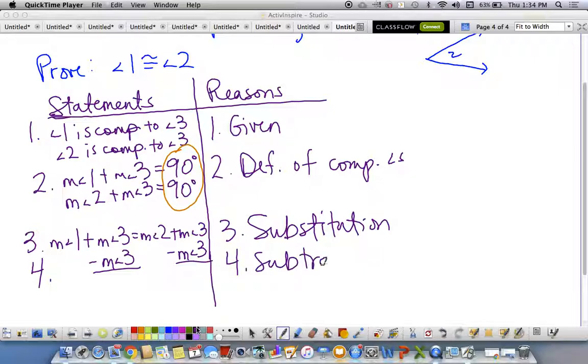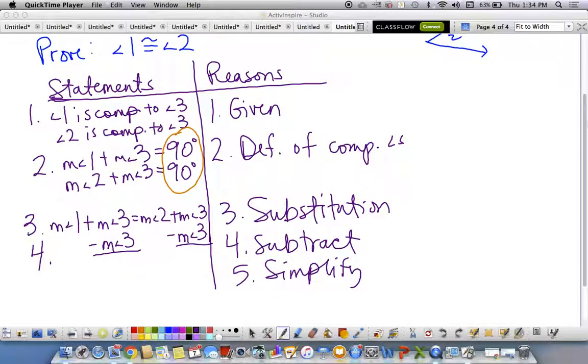Subtraction. And after we subtract, what do we always do? Simplify. So after the subtraction, what are we left with on the left? The measure of angle 1 equals the measure of angle 2, because those have canceled. Is this what we wanted to prove? Do we feel like we're very close, but it's not quite exact?